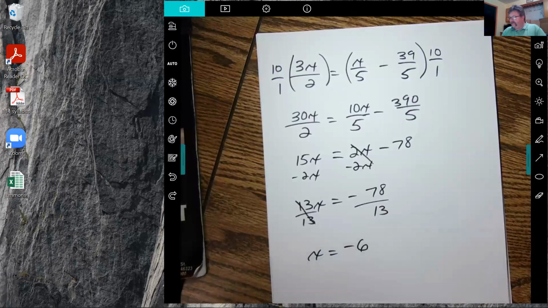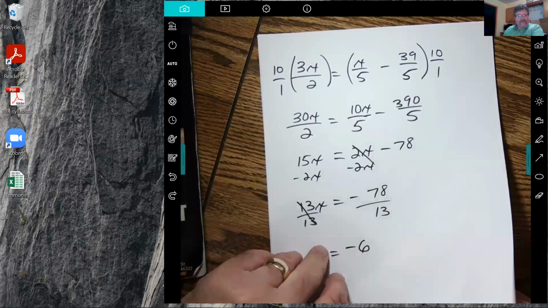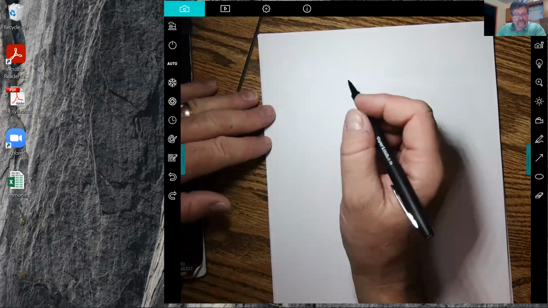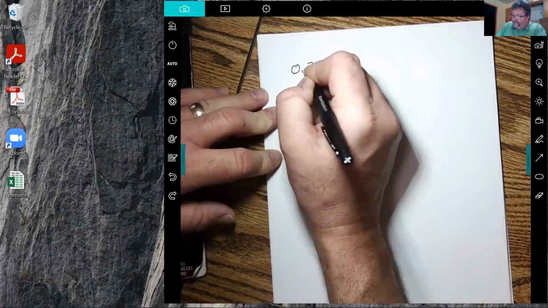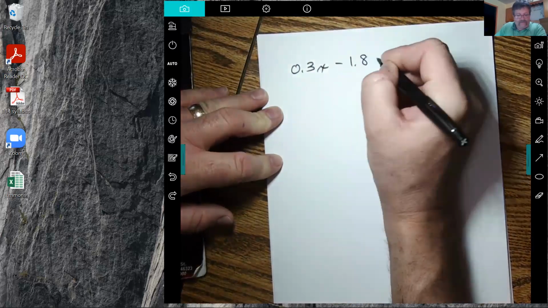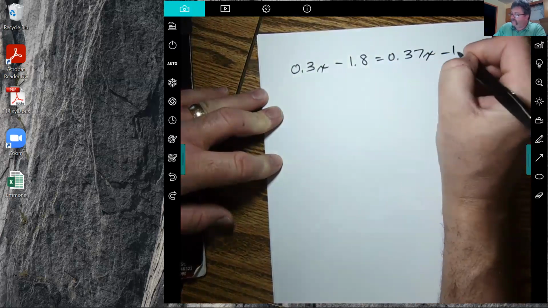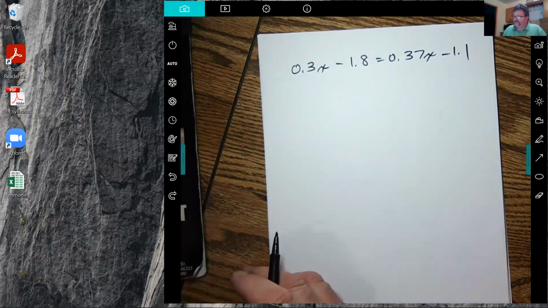Okay, there's a similar technique where you can get rid of decimals, but especially with calculators, I don't find decimals to be all that difficult. I mean, we could run through it real quick just for laughs, I suppose. 0.3x - 1.8 equals 0.37x - 1.1. There's no big deal to just dealing with the decimals, right? You have to put the constants on one side, variables on the other. There's decimals, but big deal.